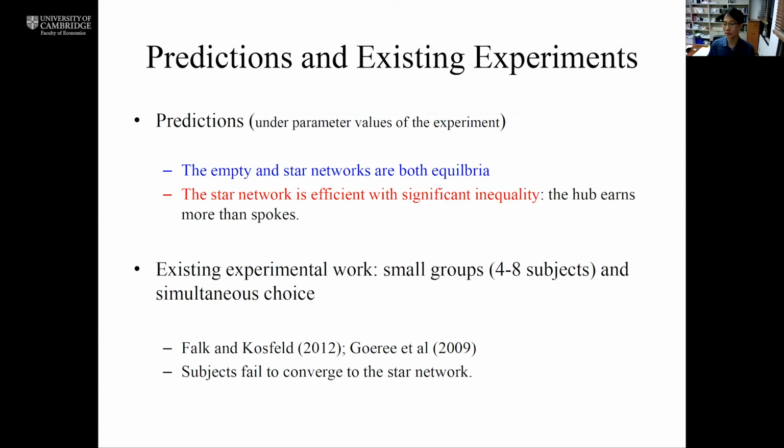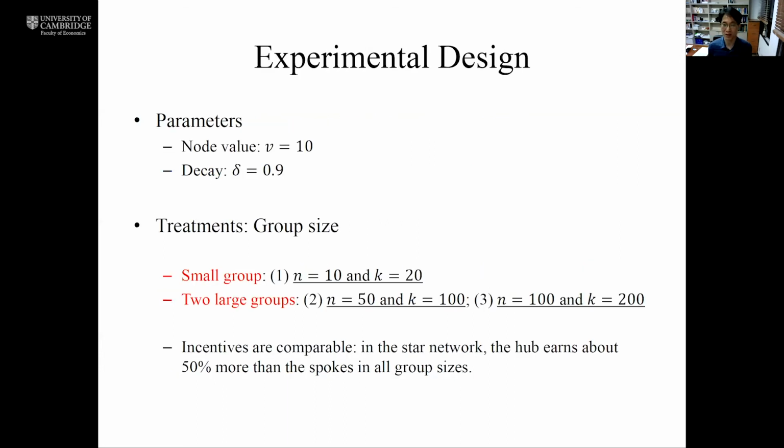So we will basically try to see what we found in the features of our experimental platform. We can conduct a large scale experiment, and we can also depart from the experimental literature by conducting a continuous time experiment. The parameter values that we use in the experiment: we have 3 treatments in terms of group size. We have a small group, n equal to 10, and then we have 2 large groups, n equal to 50, and n equal to 100.